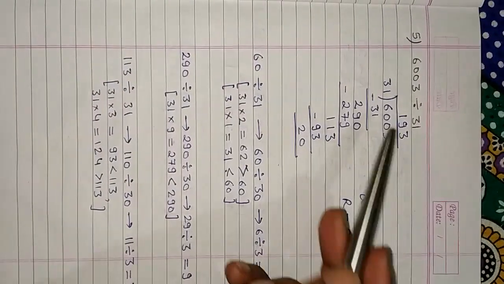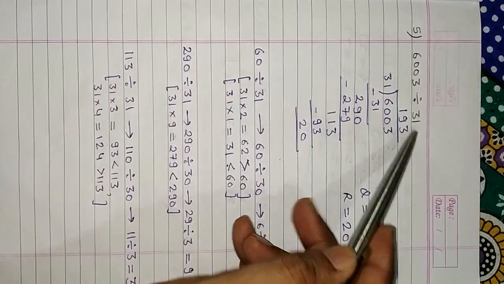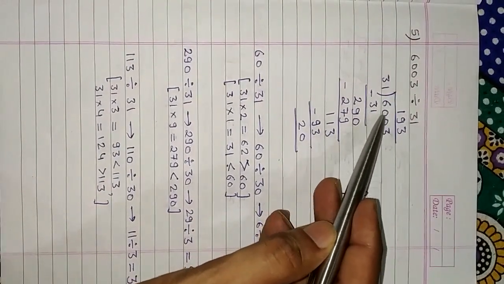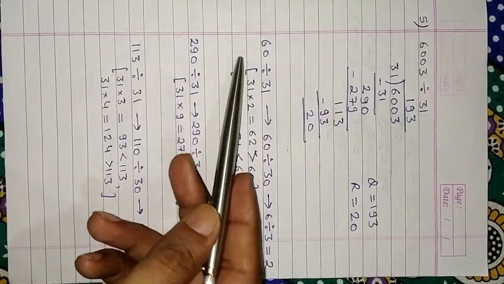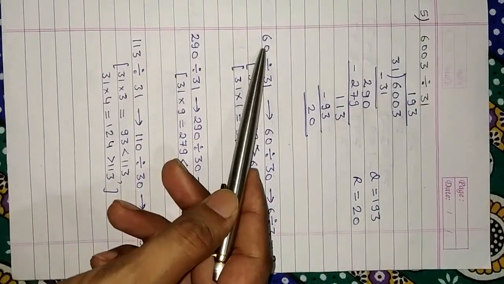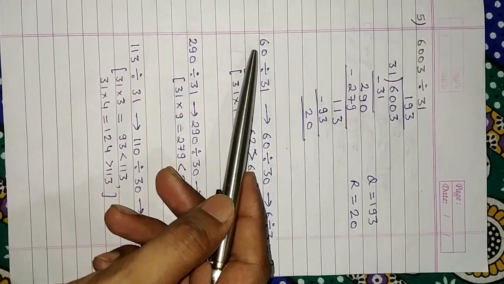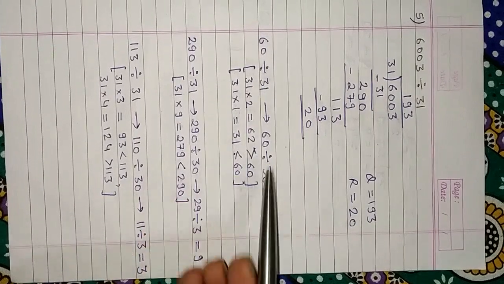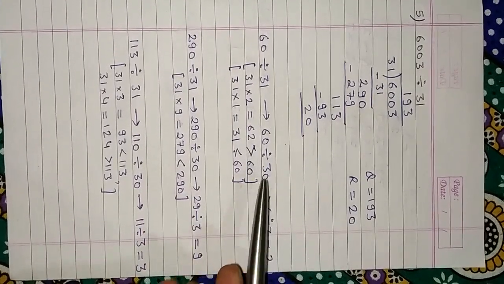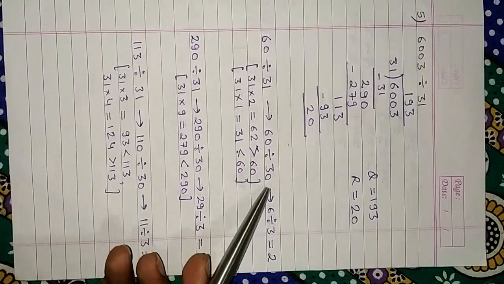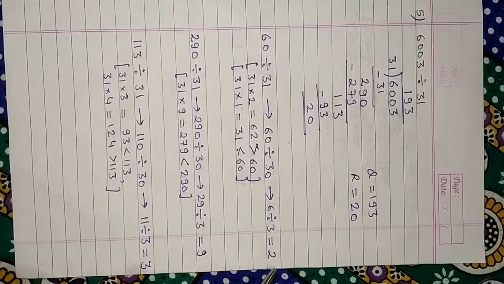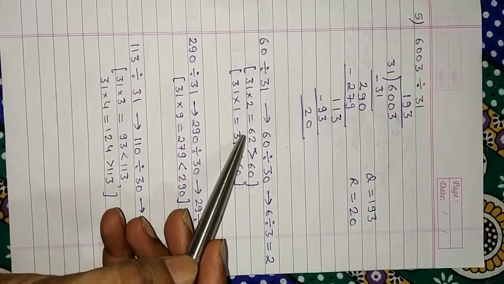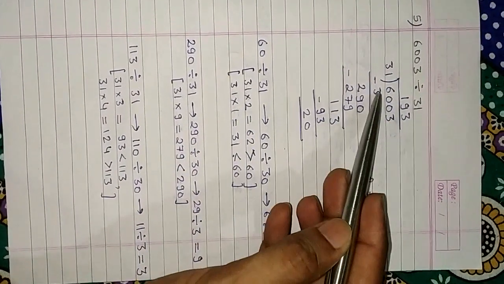Question number 5. 6003 divided by 31. First two digits 60. So check for 60 divided by 31. 60 is already in tens, but when we round off 31 to the nearest 10, it will become 30. 60 divided by 30, we can write 6 divided by 3, and the rounding quotient will be 2. Now 31 twos are 62, which is greater than 60.